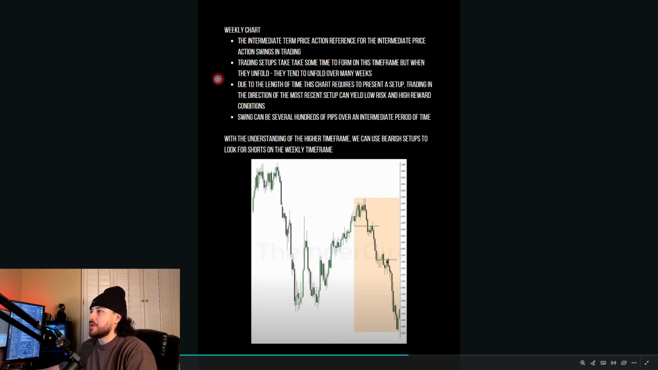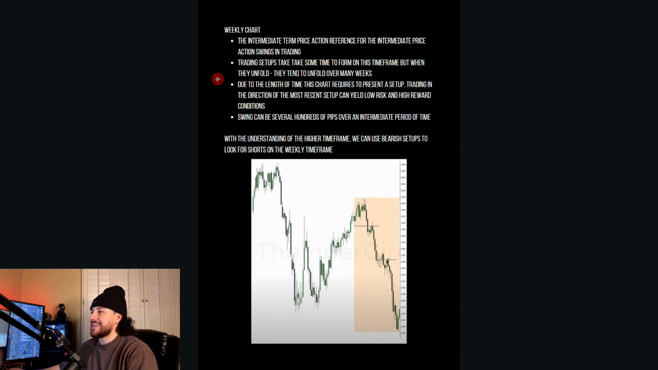Weekly chart, the intermediate term price action reference for the intermediate price action swings in trading. Trading setups can take some time to form on this time frame, but when they unfold, they tend to unfold over many weeks. Due to the length of time this chart requires to present a setup, trading in the direction of the most recent setup can yield low risk and high reward conditions. Swings can be several hundreds of pips over an intermediate period of time.